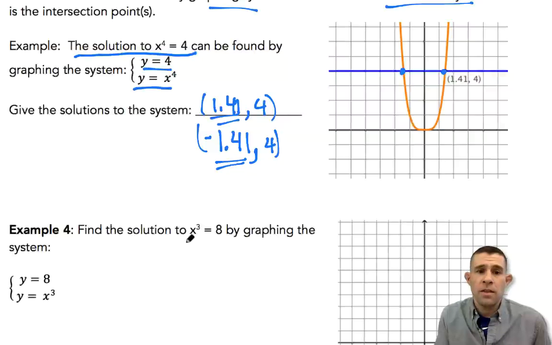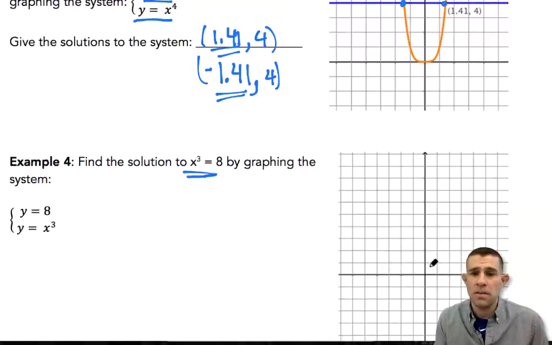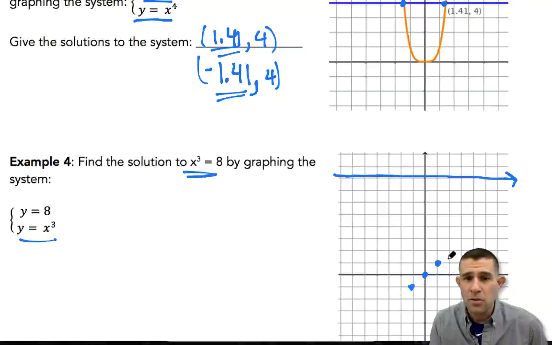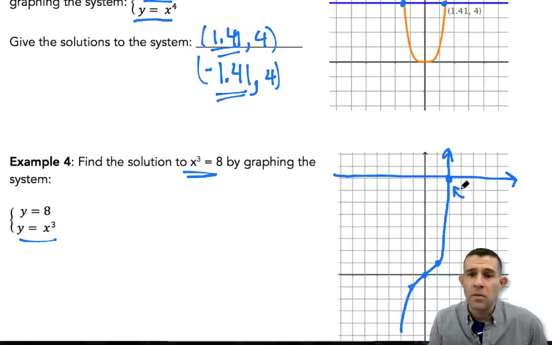All right, next we want to find the solution to x cubed equals 8, and we're going to graph y equals 8, which is our horizontal line through 8. Here's y equals 8. And our graph of the cubic equation passes through the origin, 1 over and 1 up, negative 1 over and 1 down, and then 2 over and 8 up, and 2 over and 8 down. So this is what our graph is going to look like, something like this. And we see that the point of intersection is at 2 over and 8 up.